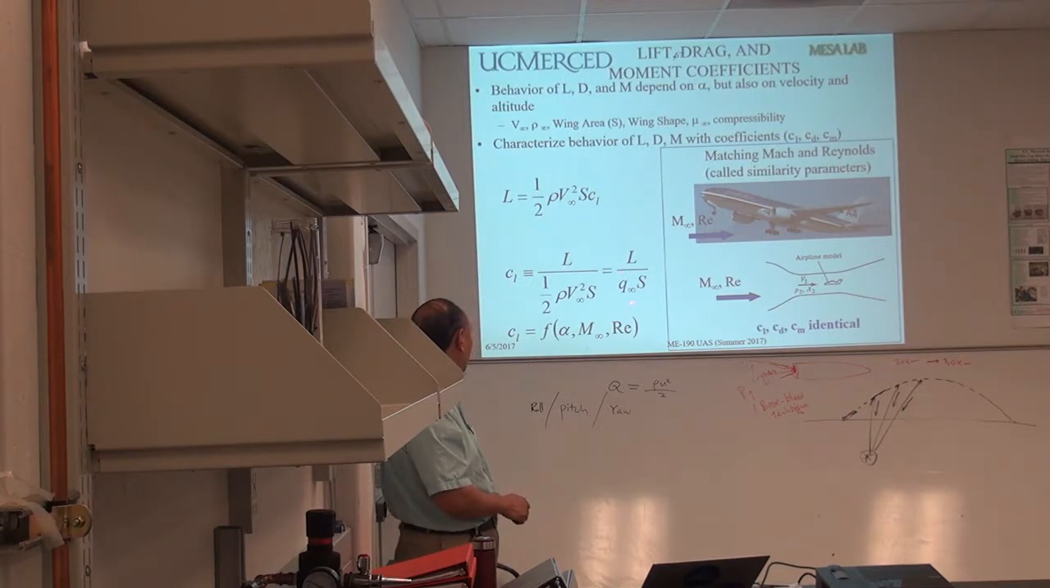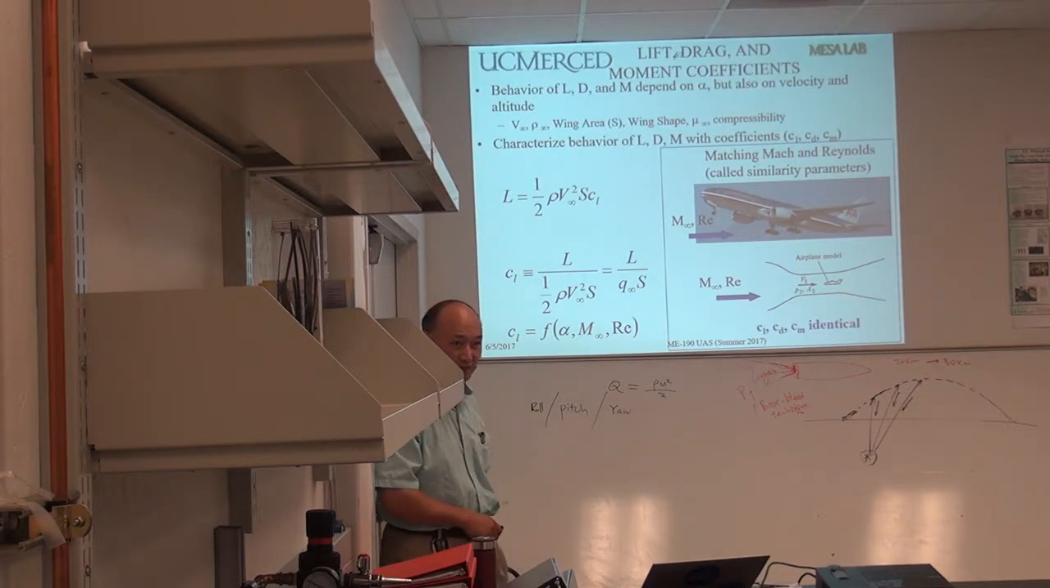This one is dynamic pressure, this is the surface, and this is the lift. Again, the CL we have seen is a function of alpha. Actually, it's a function of Mach number and Reynolds number as well.